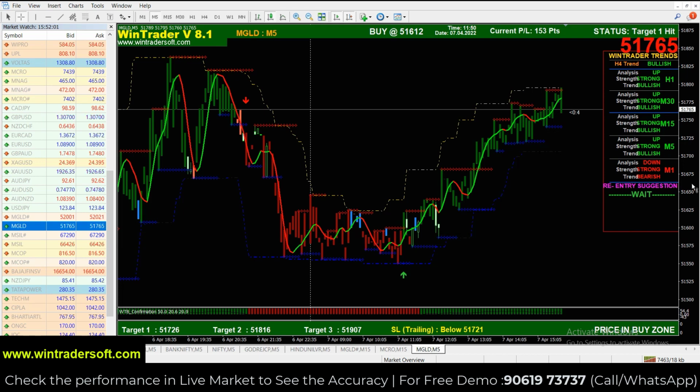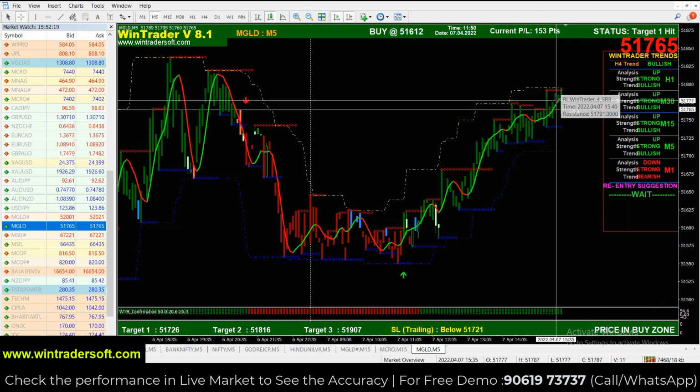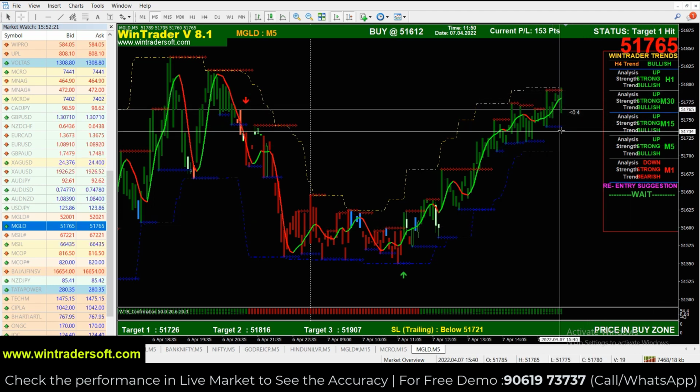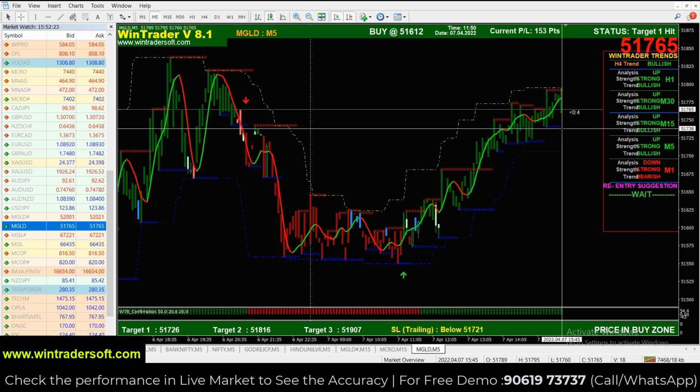At this level you can see right now the re-entry suggestion is showing wait only. If the software gives a re-entry option, then at that time in this place the software will display an entry point and a target. So if you want, you can re-enter at that level and exit with that target. And you can see these red stars here, that is a resistance level of the market, and below you can see blue, that is a support level of the market.